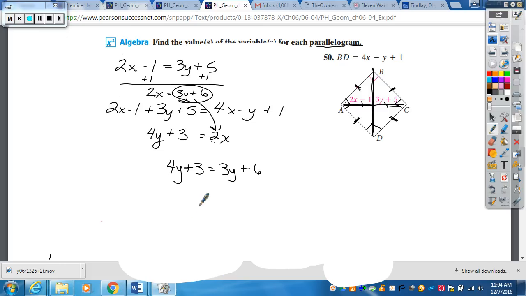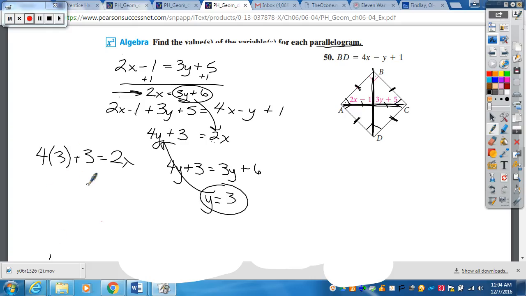From there, I can subtract 3y from both sides, and I can subtract 3 from both sides, and now I've got the value of y. Now, to get x, I can always plug this back in, and here's what we'll have. 4 times 3 plus 3 is equal to 2x. You could also plug it into this equation up here, but I'm just going to do it in that one, which would be 12 plus 3, would be 15, equals 2x, and then divide by 2, 7.5. That is the x and y value.